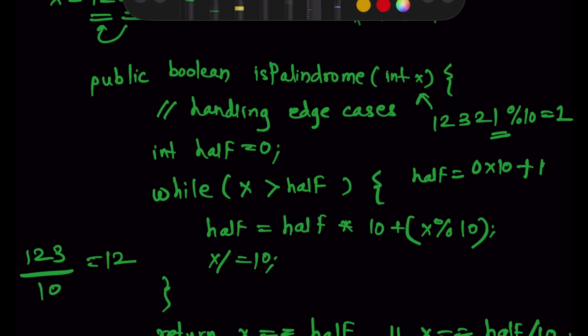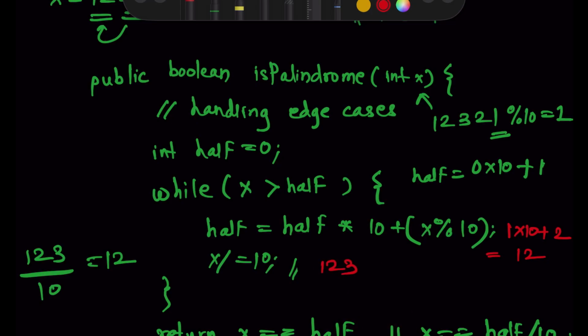Then we just divide this x by 10. 1232. This is what my number is. Now my half is 1 and my x is 1232. Tell me, is 1232 greater than half? Yes, it is. So we will again calculate our half, which will be 1 into 10 plus x mod 10. X mod 10 will be 2, which becomes 12. And again, we'll divide this x by 10, which will give us 123.